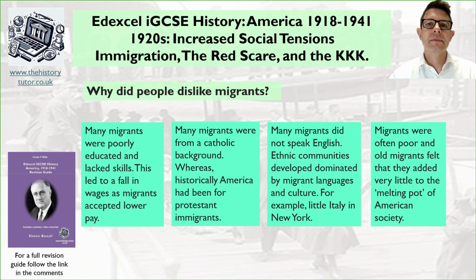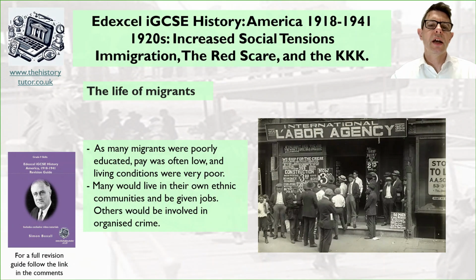of America. So what's life for a migrant like? As many migrants were poorly educated, pay was often low and living conditions very poor. Many would live in their own ethnic communities and were given jobs within that community. Others would be involved in organised crime. Not quite the American dream, is it?